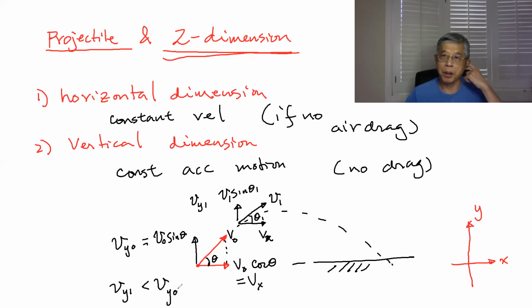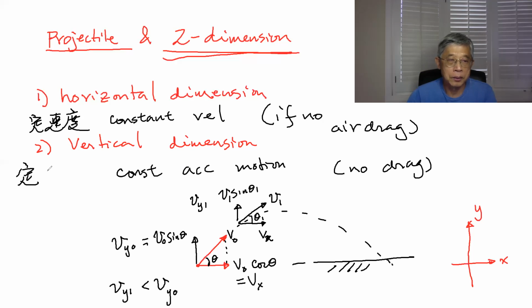So that's the part that I want to highlight: horizontally, you have constant velocity motion, right? So 定速度, right? And in the vertical direction, you have constant acceleration motion, right? So this is 一定的, 恒定的一个加速度, right?